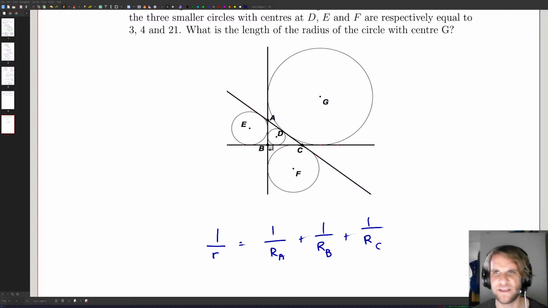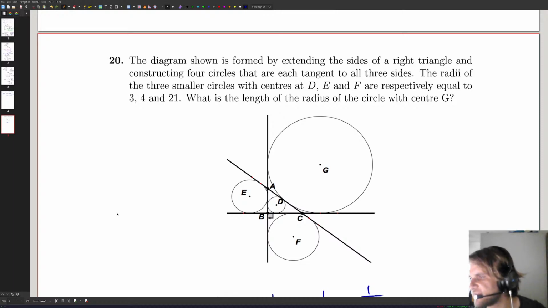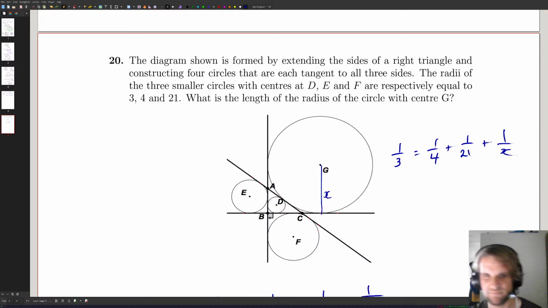Yeah, it is 1 over the inradius is the sum of 1 over the exradii. So what I mean by that in this case is that 1 over the radius of that smallest circle, the one with the center at D, is equal to, what it means in this case is that if this radius here, let's draw it like that, is x, then you get that 1 over 3 is equal to 1 over 14 plus 1 over 21 plus 1 over x. And then, like I said, that's going to be by far the easiest way to do this.